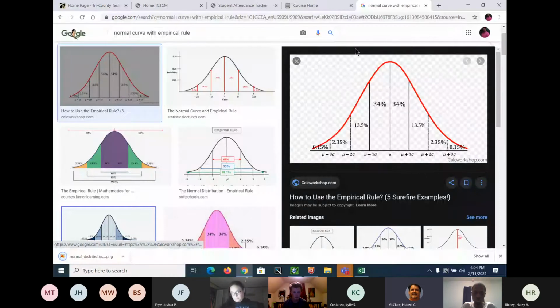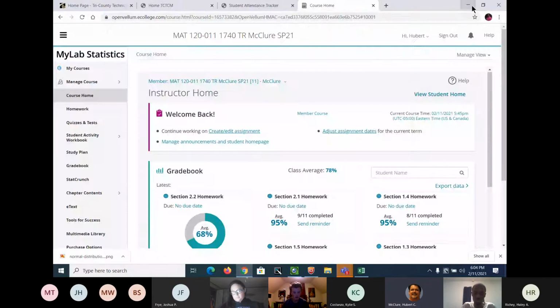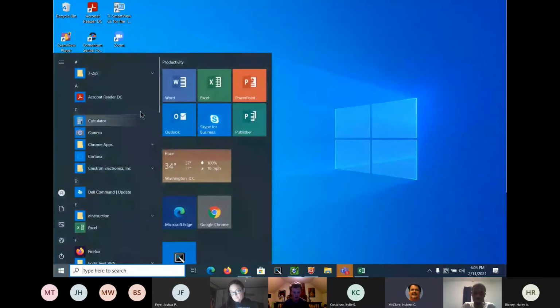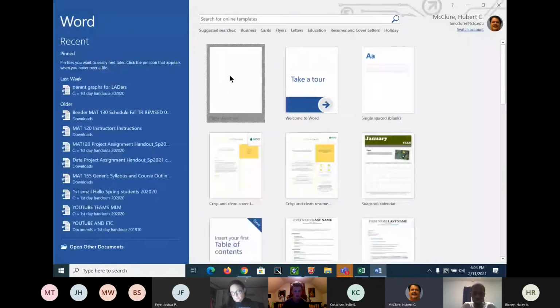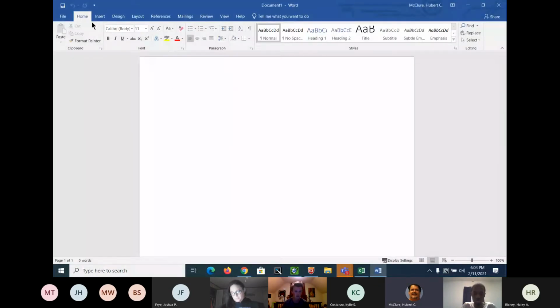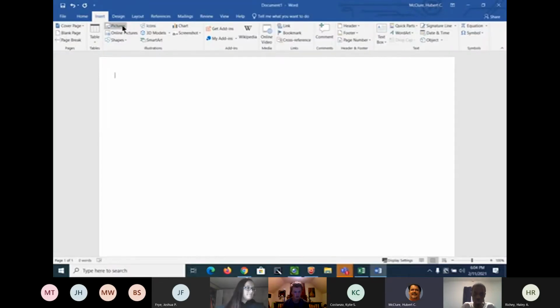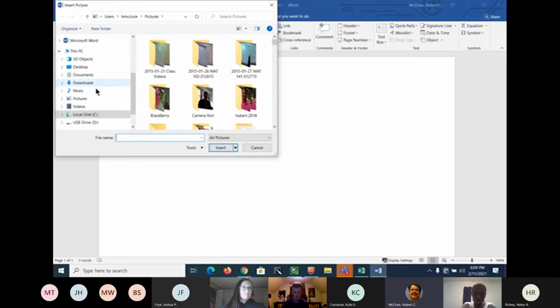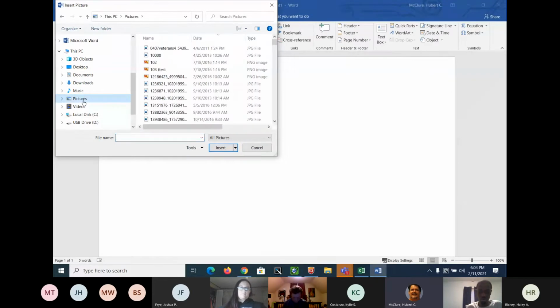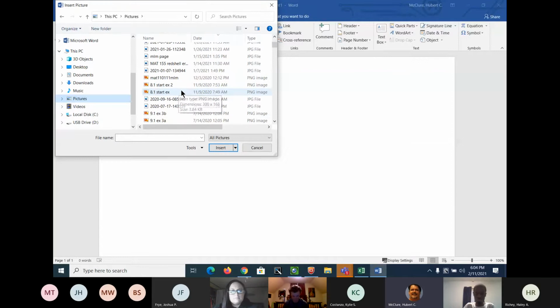Now, this is a lot of work here. I don't know if some of y'all are going to be able to handle it. Go to Word, blank, go up to Layout and hit Orientation, Landscape, Margin, Narrow, and then do Insert, Picture, and go to Pictures wherever you saved it. And there it is.